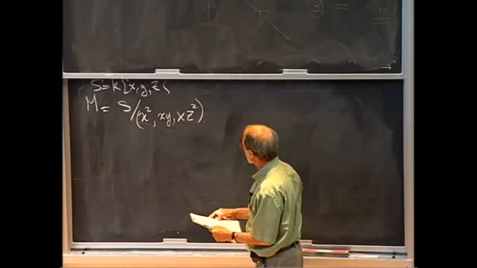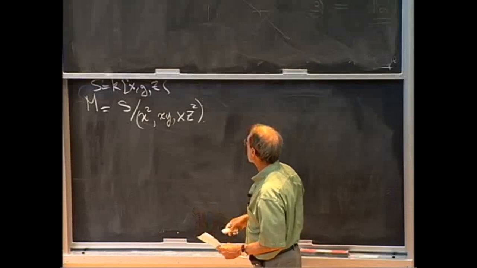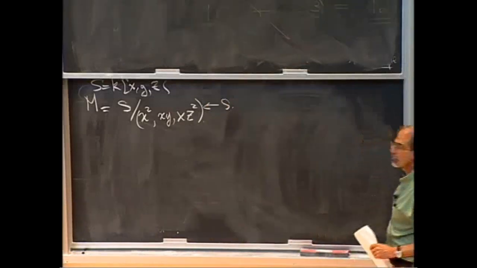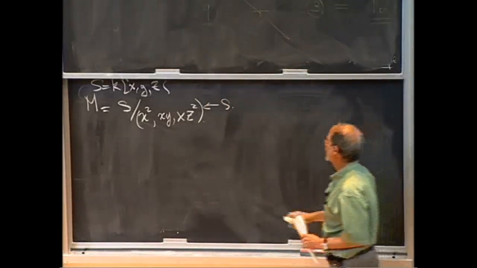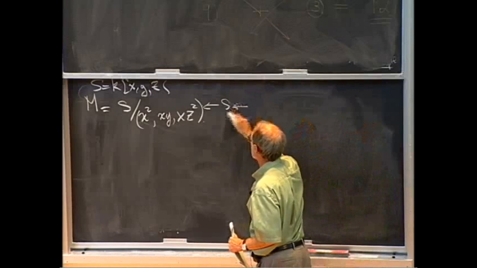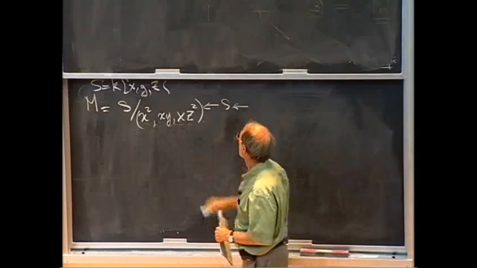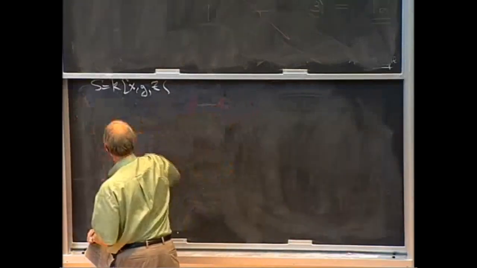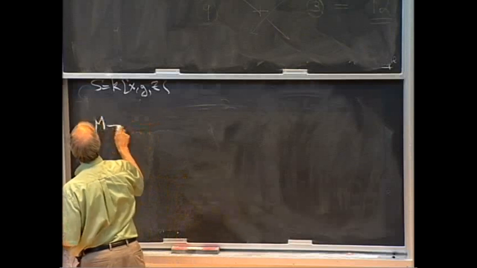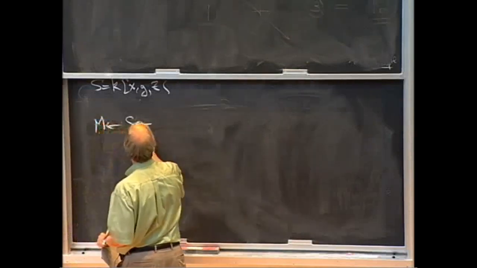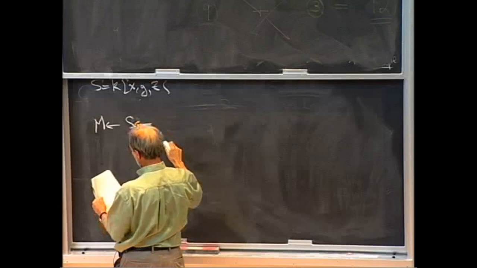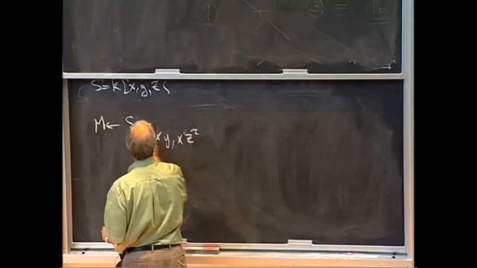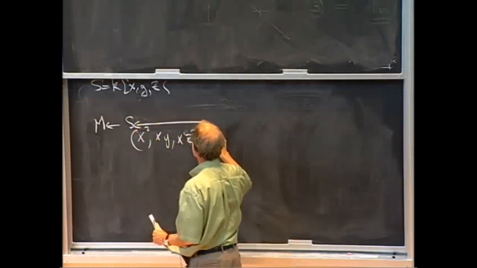And how would you resolve it? Well, the beginning is pretty clear. I'll start out with an S. S certainly maps onto that. And the kernel is also clear. It's generated by x squared, xy, and xz squared. I'm going to need a little more room, so I'm just going to erase that part and write it again as M = S mod. And here's x squared, xy, and xz squared. Okay, so there's the first map.